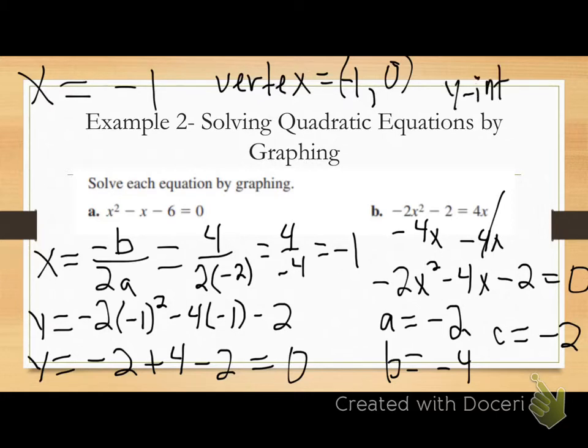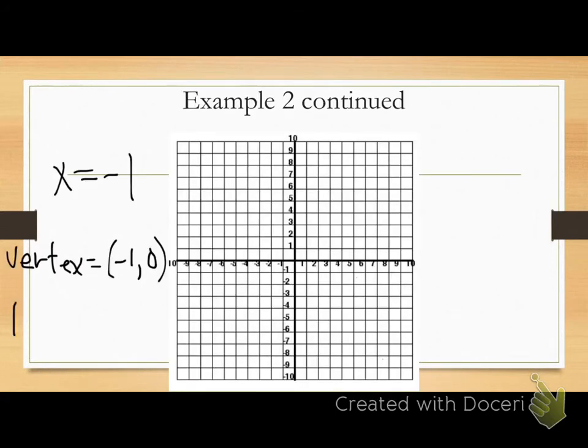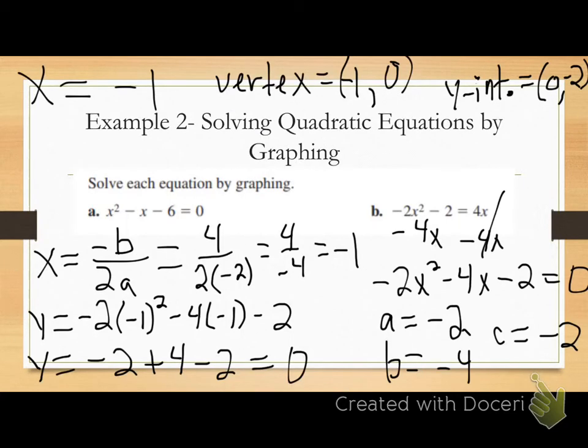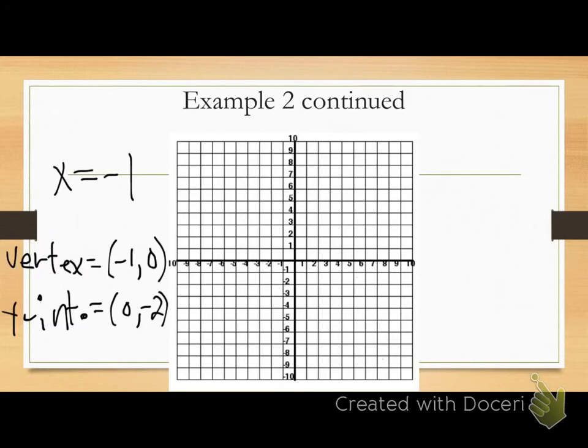Someone raise your hand and tell me how I find my y-intercept. It is 0, comma c. It's my c value. What's my c value here? Negative 2. So the y-intercept is 0, negative 2. We already identified c, so I already knew my y-intercept. Questions how I got my 3 things that I'm going to graph? We're good so far. Now let's go graph.